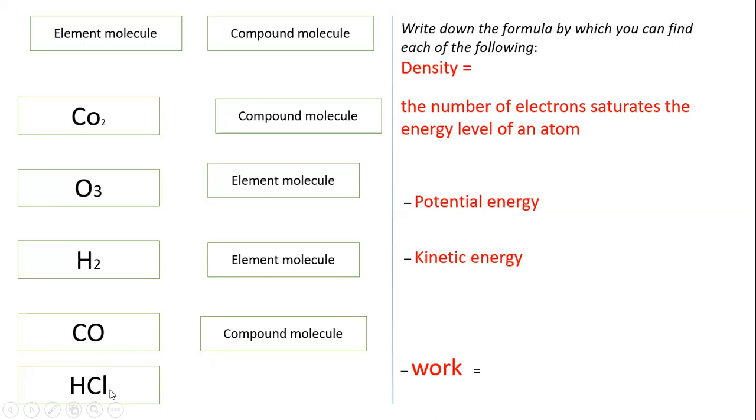HCl, hydrochloric acid. Yes, it is a compound. Why? Because it consists of hydrogen and chlorine. Yes, it is a compound. Now, some problems.